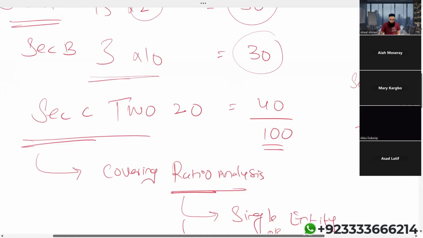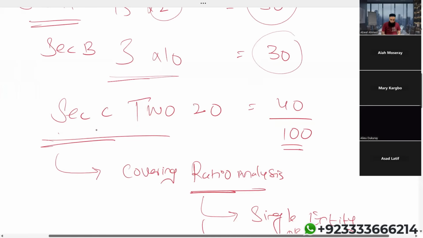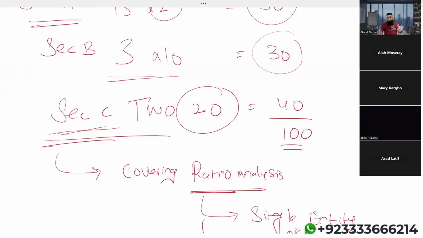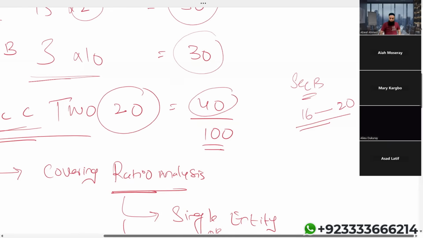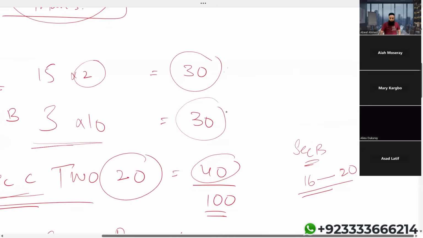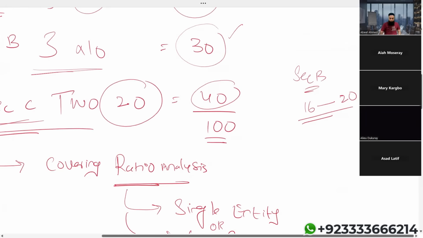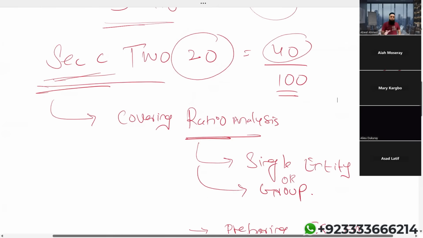Now let's talk about section C. Students, in section C, there will be 2 long questions, altogether 40 marks. So this is the breakup of your 100 marks: 30 marks section A, 30 section B, 40 for section C. Time allowed is 3 hours and 10 minutes.